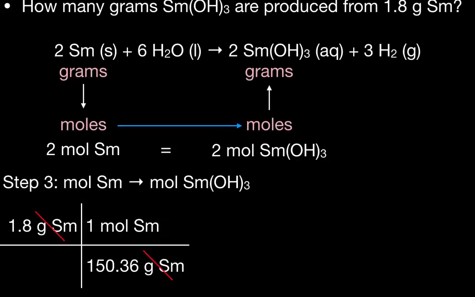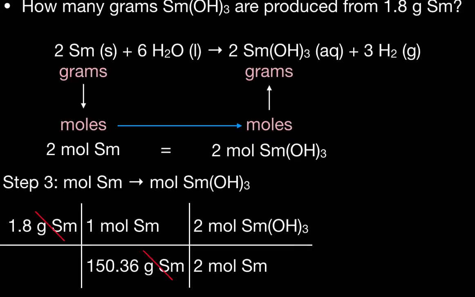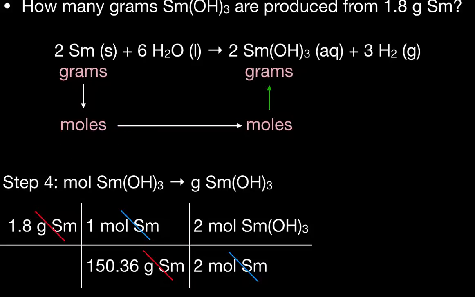So we will set up a conversion by placing the 2 moles of samarium here in the denominator and 2 moles of samarium-3 hydroxide in the numerator. Here I'm just showing once again how the units correctly cancel. In the final step, we need to convert moles of samarium-3 hydroxide to grams of samarium-3 hydroxide. For this, we need to determine the molar mass of the product.